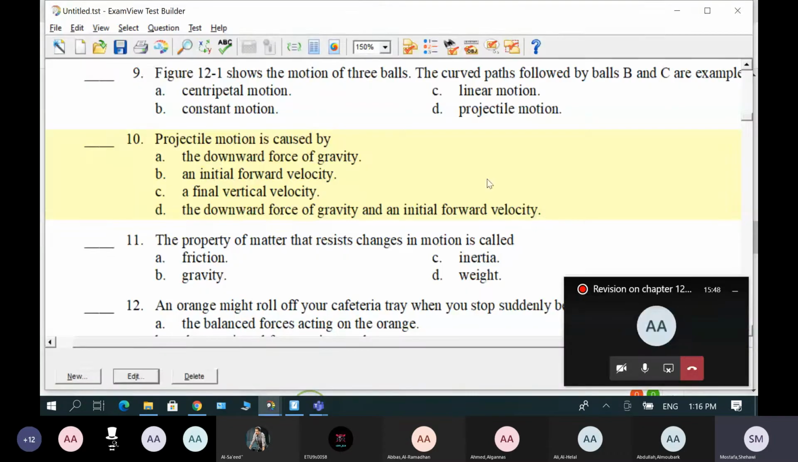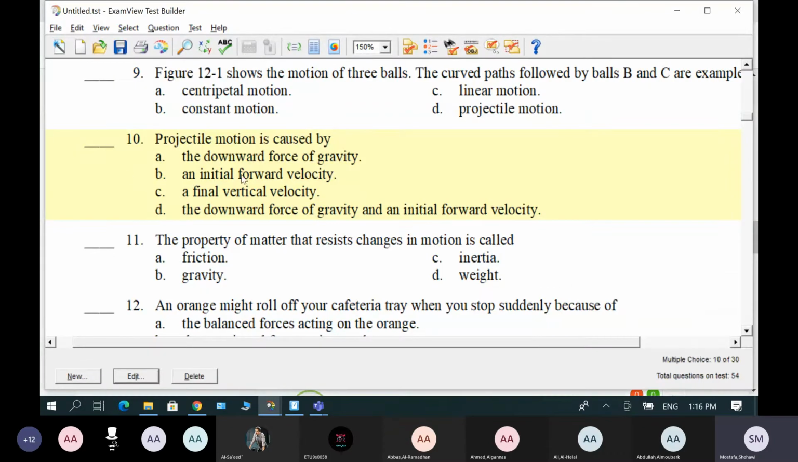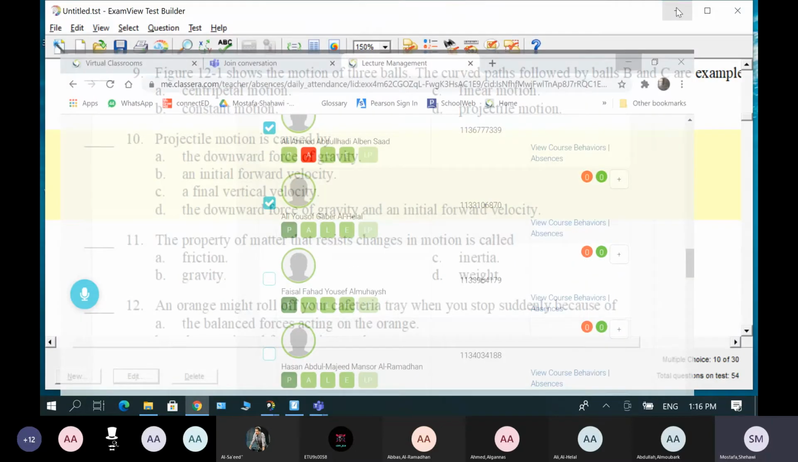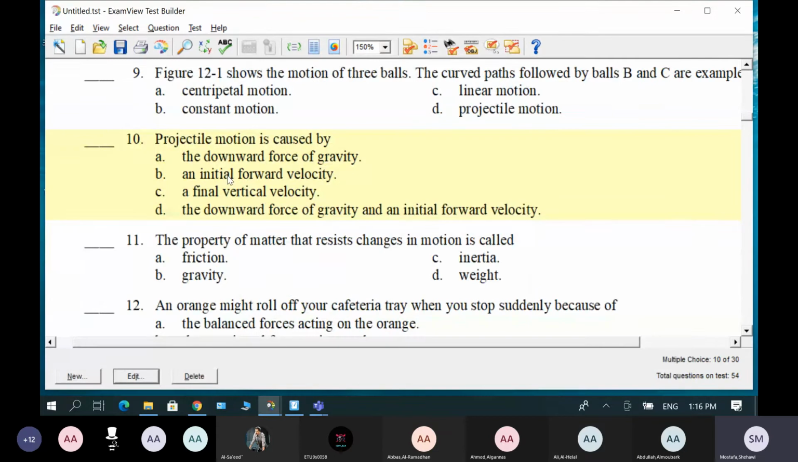So answer this question. Who is the next one? Ali Hilal. Yes. Question 10. Read question 10. Projectile motion is caused by, I think, Mr., B. Only B, an initial forward velocity? No, there are two things involved in projectile motion. D. Yes, D. The downward force of gravity and initial forward velocity.